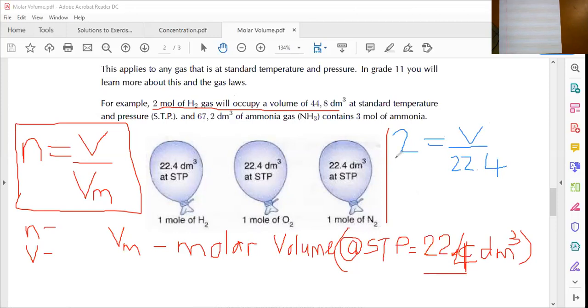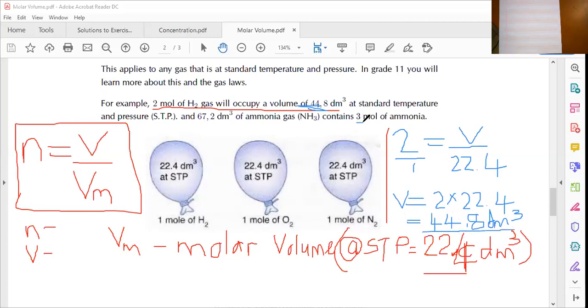Then I cross multiply. This is over 1. I'm going to have 2 times 22,4. My answer becomes 44,8 cubic decimeters. That's why here you've got 44,8. It's because we doubled, because the moles were 2 moles. So the answer becomes 44,8.